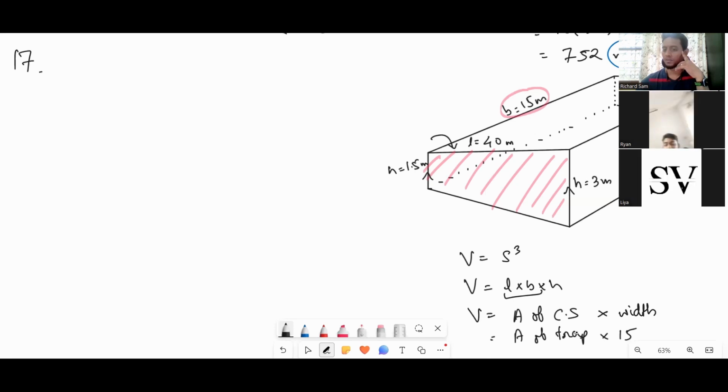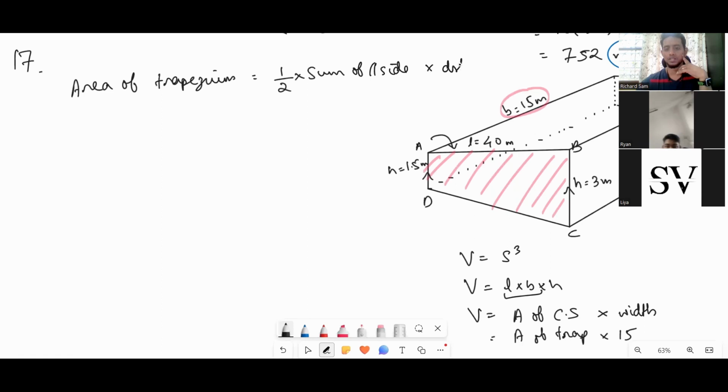All right, so what do we have to find now? Area of the trapezium. What's the formula for area of a trapezium? This is from the previous chapter. It is half into sum of parallel sides into the distance between the parallel sides. So half into, what are the parallel sides here? AD plus BC into the distance. What's the distance between them?